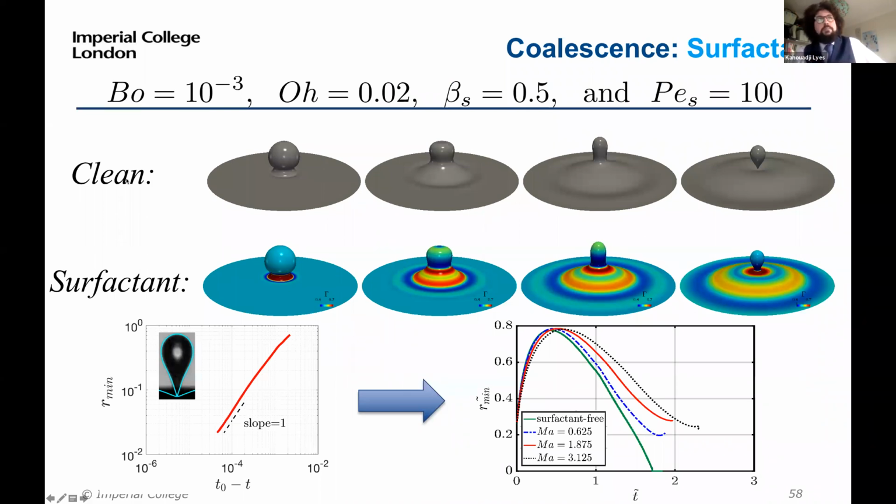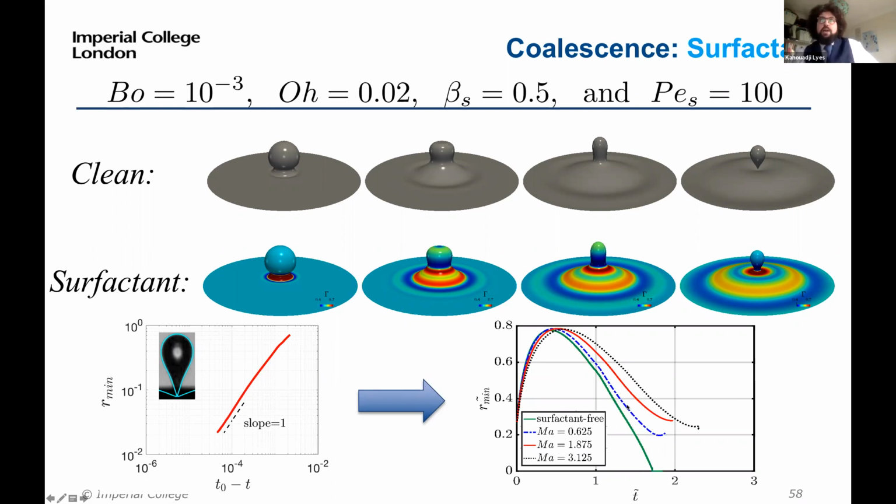And this is the comparison between clean and surfactant just for the coalescence. And here it's the neck, the evolution of the neck. You see, without surfactant, the neck will go to zero. That means the pinch-off. And here it will reopen when you add surfactant.